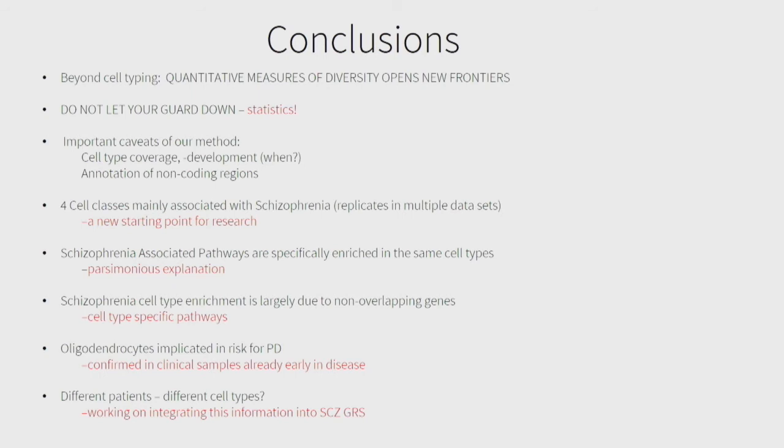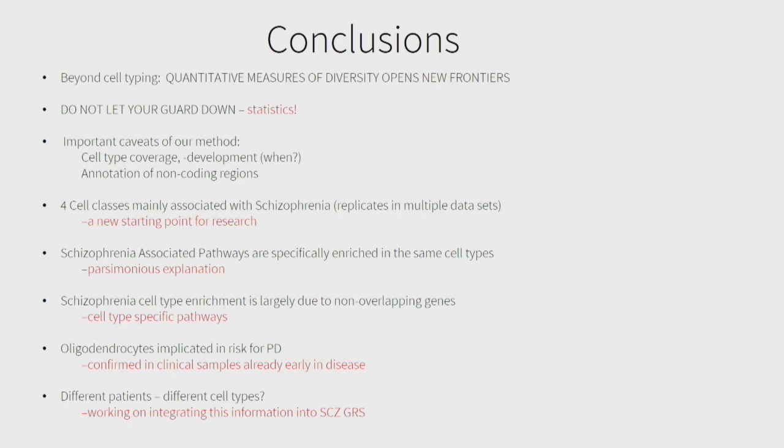I think it's a new starting point for schizophrenia research. I'm actually banking on it because that's what my lab does now. And the schizophrenia-associated pathways that were previously described are specifically enriched in the same cell types. And interestingly, this cell type enrichment for schizophrenia is largely due to non-overlapping genes. And then I showed you in the last couple of slides that oligodendrocytes seem to be implicated in risk for Parkinson's, and we could confirm this in clinical samples.